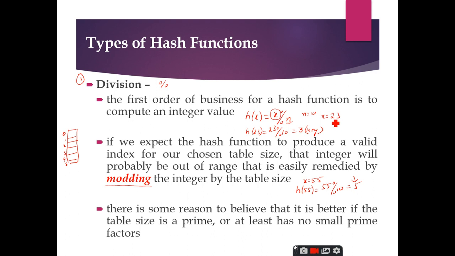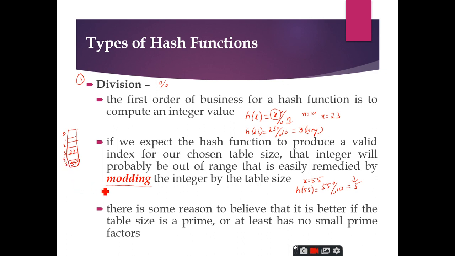So 23, I got the key as 3, therefore I should insert 23 at index 3. And 55, I got the key value as 5, therefore I should insert 55 at index 5. Right. So this is how the modding operation is done.